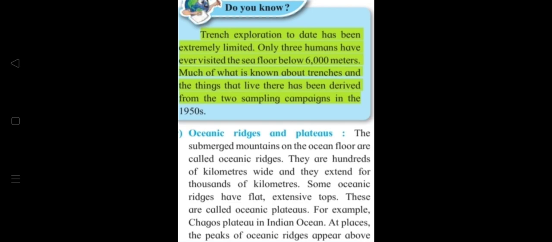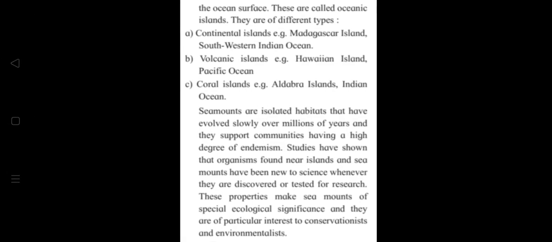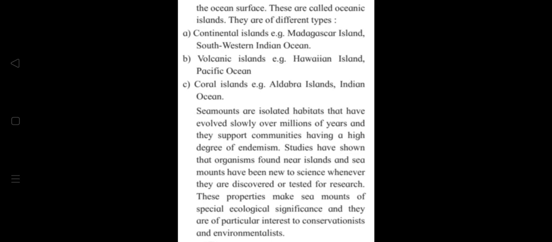At places, the peaks of oceanic ridges appear above the ocean surface. These are called oceanic islands. Now, there are different types: continental islands, volcanic islands, and coral islands. Which are those continental islands? Continental islands are the Madagascar islands in the southwestern Indian Ocean. Volcanic islands are the Hawaiian Islands in the Pacific Ocean. The coral islands are the Aldabra Islands in the Indian Ocean.